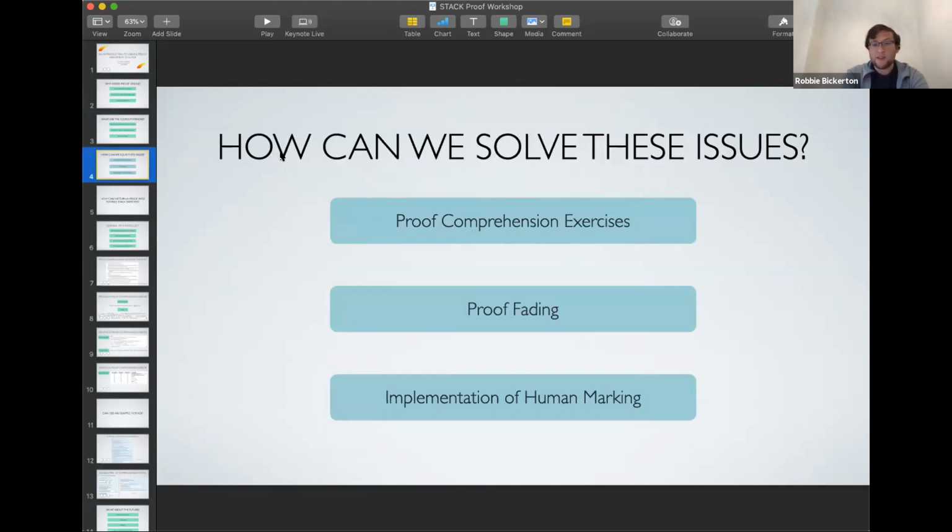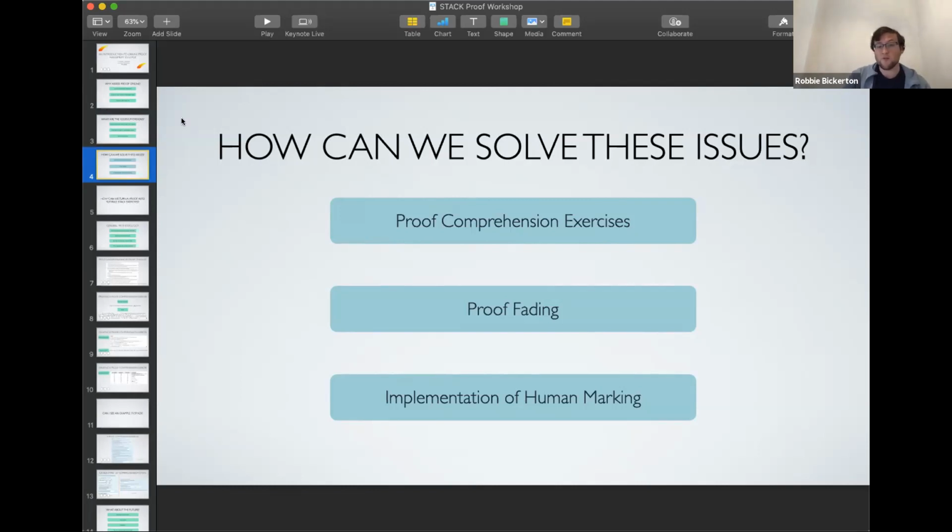So how do we solve these issues that I've mentioned? Well, I've already talked about proof comprehension exercises, and these can take a variety of forms, and in fact, we've used several different types. So these can involve things like asking students to provide the structure of a proof. So is a proof a contradiction? Is it an if and only if proof? Questions along that line. It can also involve asking students to pick out specific lines from a proof.